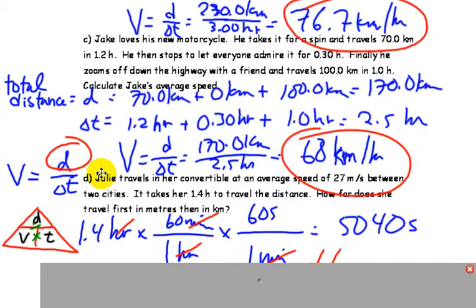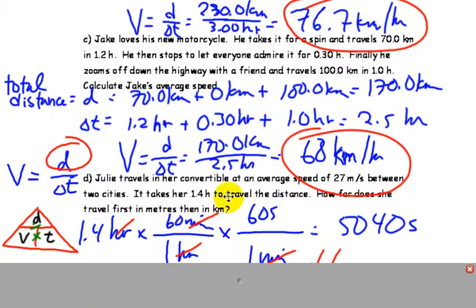So we could look at this one of two ways, either solve for D by multiplying each side by T, or if you use this little triangle manipulation here, V equals D over T. Therefore, if I'm looking for D, V and T are side by side, so it's V times T. Or if the question had me looking for T, it's D divided by V.